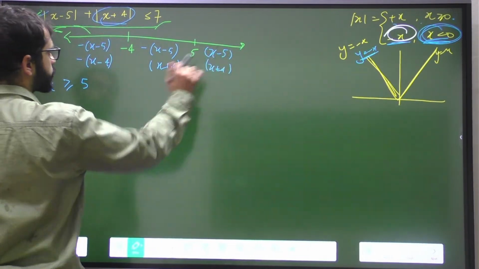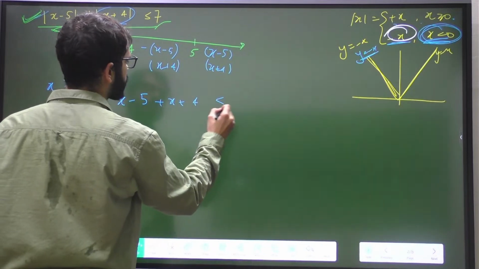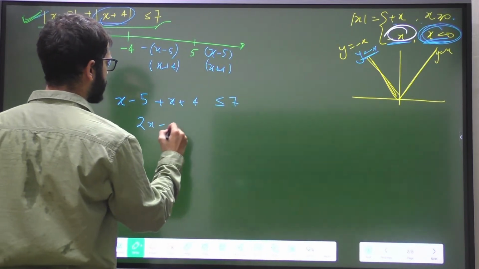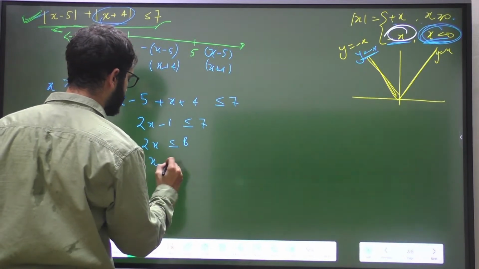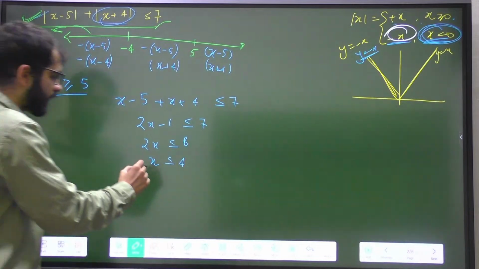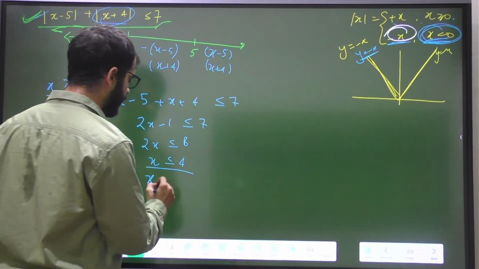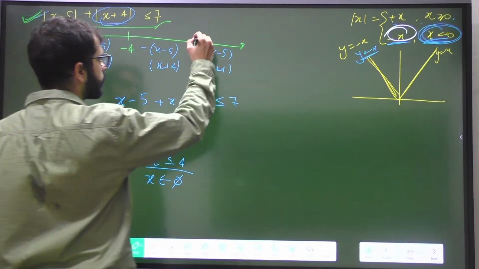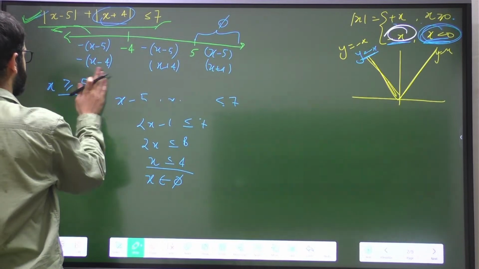This expression reduces to the form x minus 5 plus x plus 4, which is less than or equal to 7. 2x minus 1 less than or equal to 7. So 2x should be less than or equal to 8. Hence x is less than or equal to 4. Is it ever possible that x is greater than or equal to 5 as well as less than or equal to 4 at the same time? No, it's not possible. So we say x belongs to the null set is the solution set of this interval. Now let's have a look at the second expression.